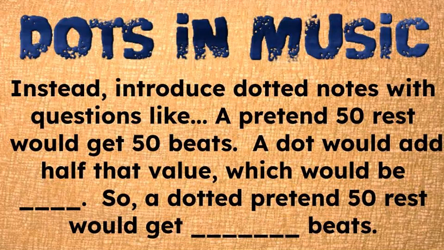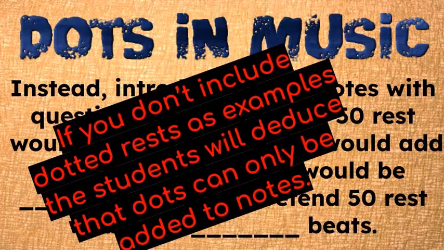The pretend 50 rest would get 50 beats of rest. The dotted pretend 50 would get 50 plus half of 50, which is 25, so it would get a total of 75 beats of rest. Once again, that's pretend.